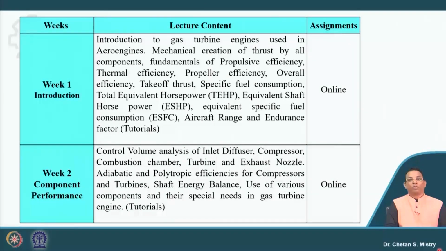Then we were discussing the engine performance parameters, where we discussed different types of efficiencies, which include propulsive efficiency, thermal efficiency, propeller efficiency, overall efficiency. Then we started discussing the takeoff thrust. We also discussed the specific fuel consumption, which is a very important parameter. After looking at all these parameters, we also started discussing the range factor and endurance factor, because that is directly related with the engine, but it is applicable to the aircraft's overall performance.